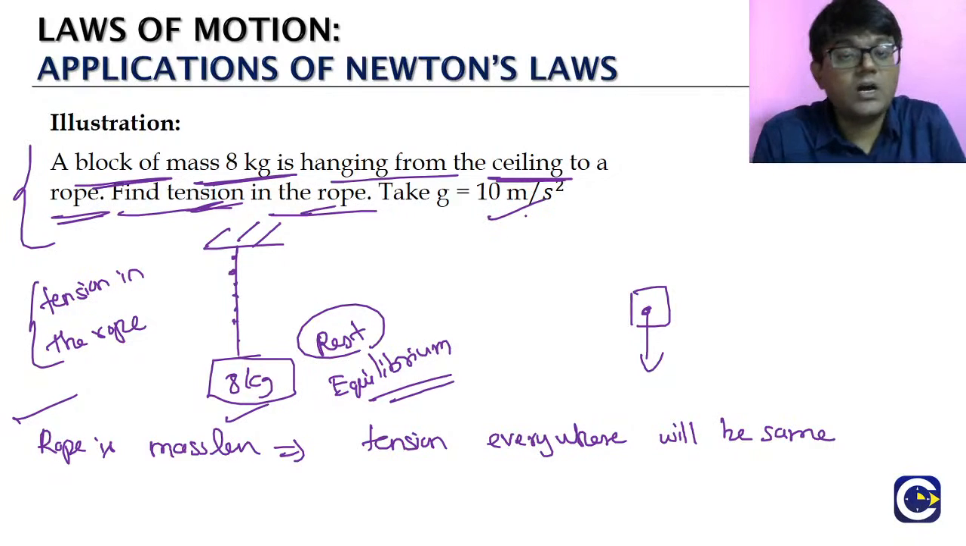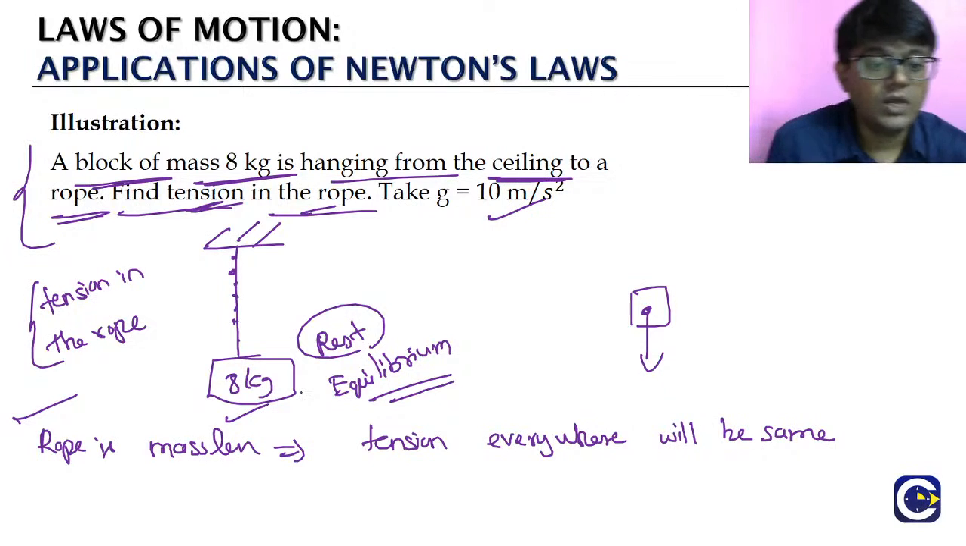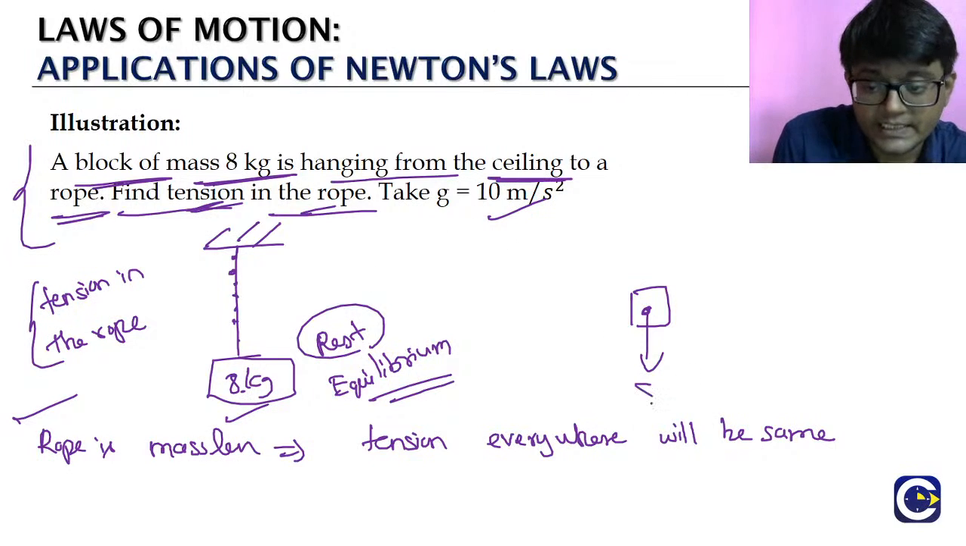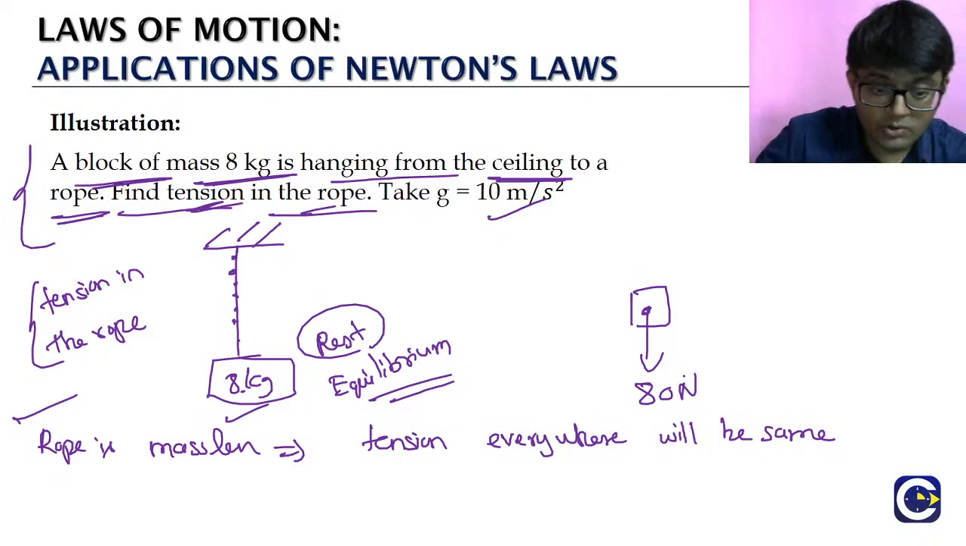They are saying G is 10. Normally we know G is 9.8 meter per second square, and that is what we have to take. But if in a problem they are giving G as 10, we have to take it as 10. So 8 into 10, what is it? 80 newtons.